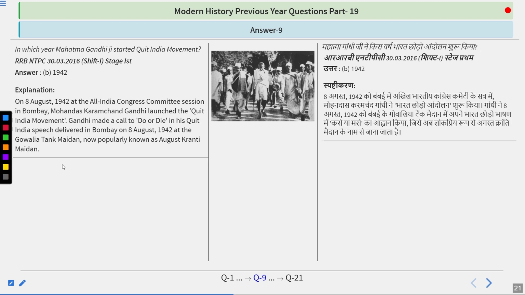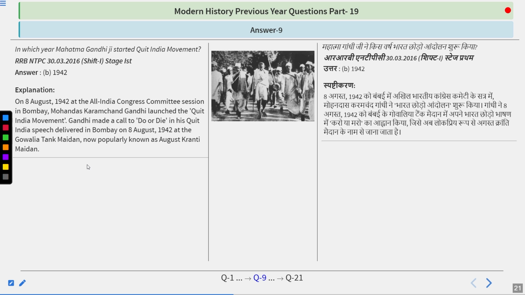On 8th August 1942, at the All India Congress Committee session in Bombay, Mohandas Karamchand Gandhi launched the Quit India movement. Gandhi made a call to do or die in his Quit India speech delivered in Bombay on 8th August 1942 at the Gwalior Tank Maidan, now popularly known as Agast Kranti Maidan. And as we have discussed so many times about the Quit India movement, do remember that this movement was basically the last movement of Gandhiji.